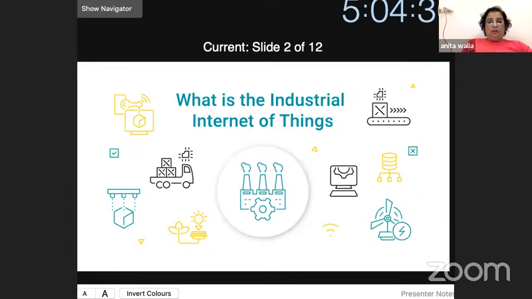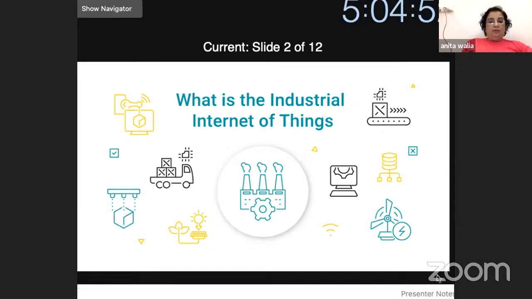So industrial IoT focuses on the interconnectedness of hardware and software, with the use of technology to manufacture products and services within a short period of time and with quality.